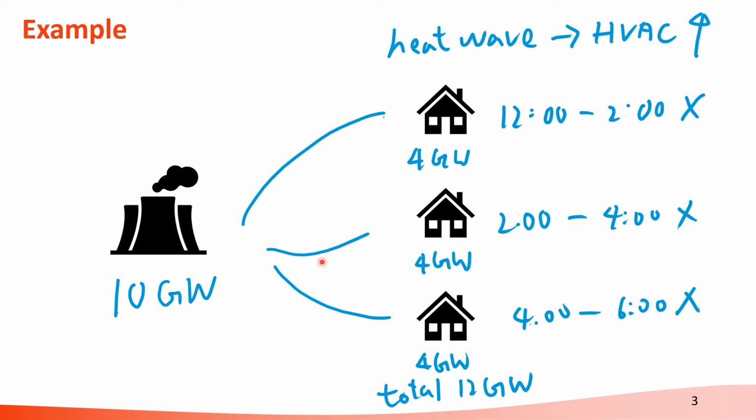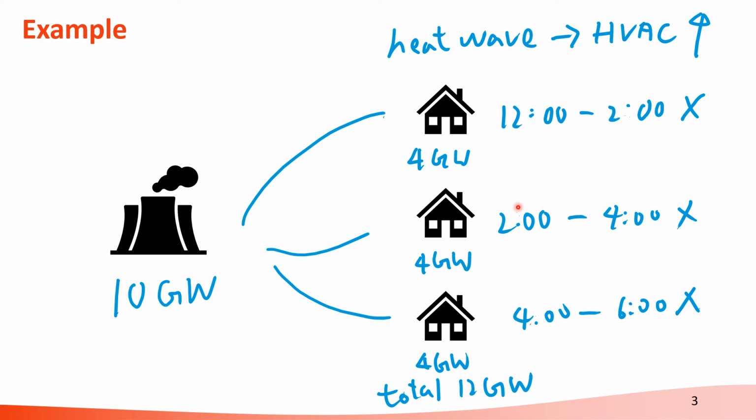So how can it achieve this? When the time is 12 o'clock to 2 o'clock, they try to cut off the power of the first family, so that the 10 gigawatts can supply these two families only, so they can meet the power demand. So 10 gigawatts can fulfill the 8 gigawatts of power consumption.